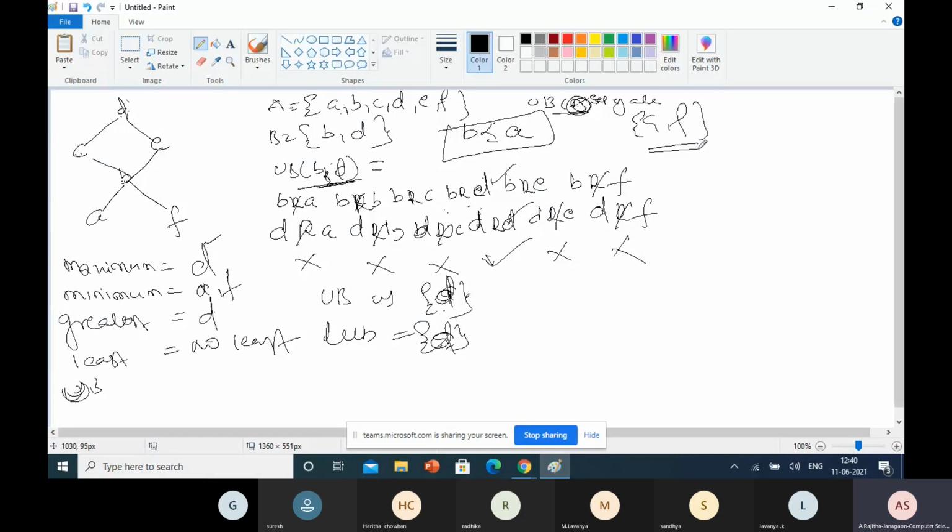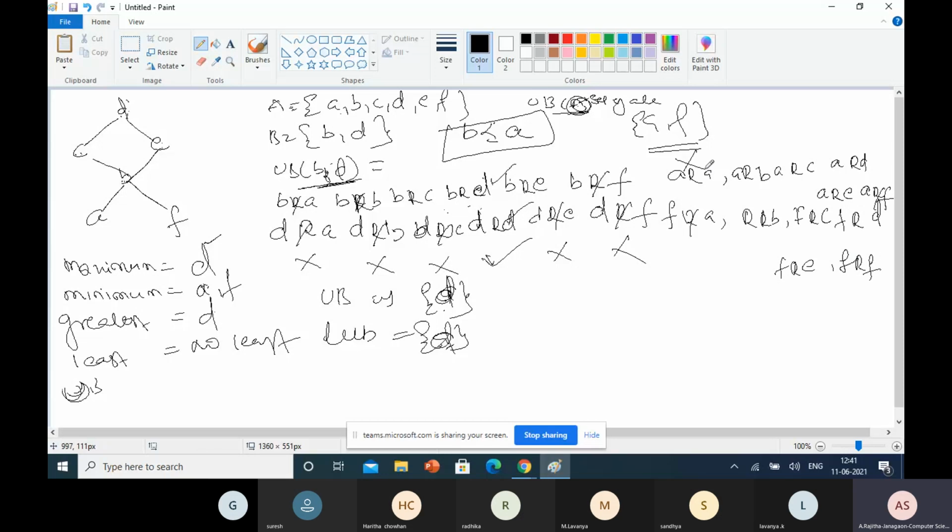Suppose I am finding the upper bound for A and F. Okay, then how do we do it? For A: A relates to A, A relates to B, A relates to C, A relates to D, A relates to E, A does not relate to F. So then we have to find it for F. When we find it for F, what do we do? F does not relate to A, F relates to B, F relates to C, F relates to D also, F relates to E also, F relates to F also.